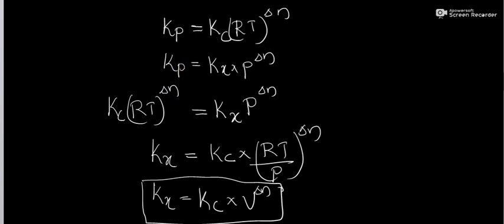That is the relationship between Kc and Kx. From all these expressions, we can see that if delta n is equal to 0, then all the equilibrium constants will be equal.